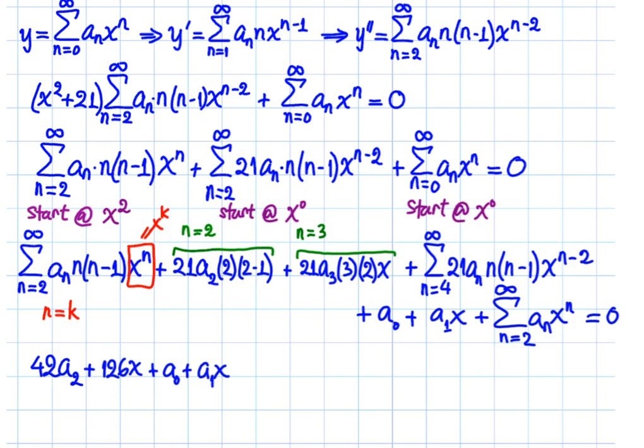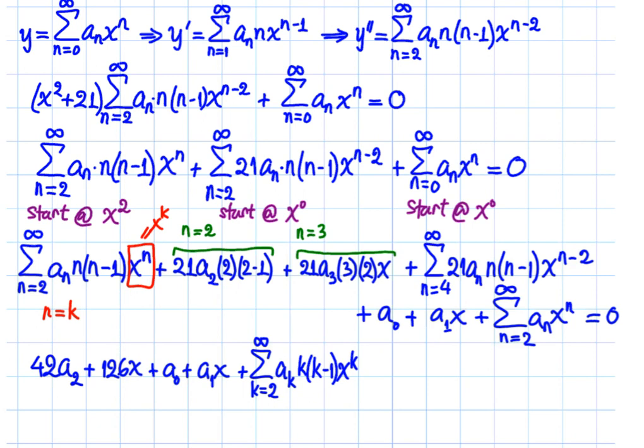And that's good. So the first series, instead of n, we're going to have k. K equal to 2, and we have sum from 2 to infinity of a sub k, k minus 1, x to the k. So that first series is that.